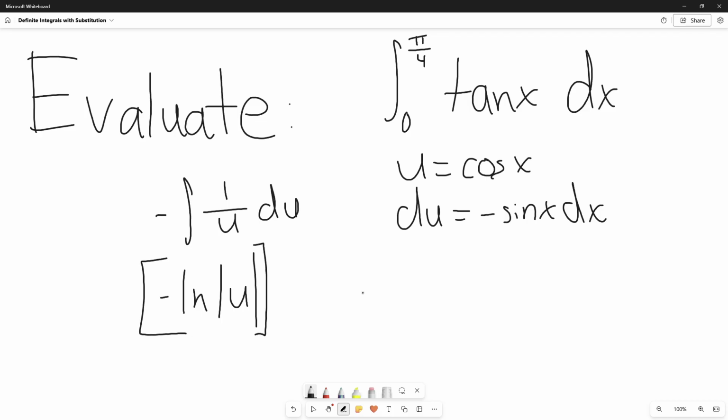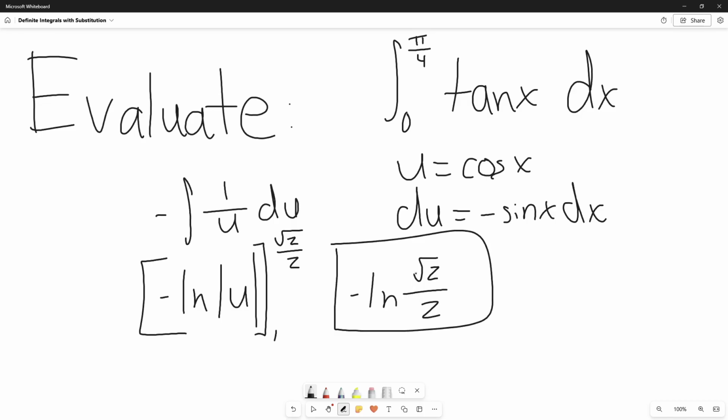And now we need to set our bounds. So when x equals 0, u equals cosine 0, which is 1. And when x equals pi over 4, u equals cosine of pi over 4, which is square root of 2 over 2. And now we do this, which is negative ln of square root of 2 over 2 minus negative ln of 1, which is plus ln 1, which is just 0. So our answer is just this, negative ln of square root of 2 over 2.